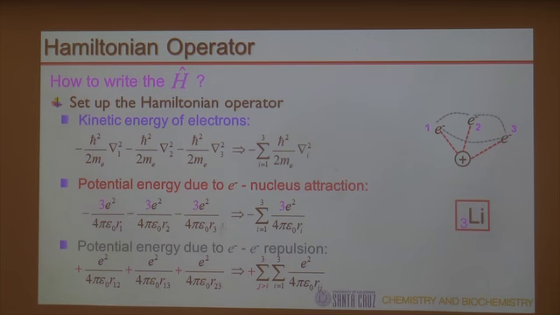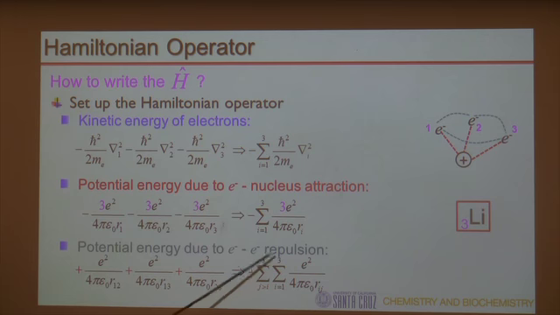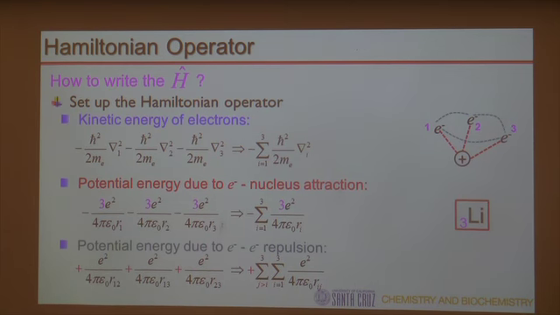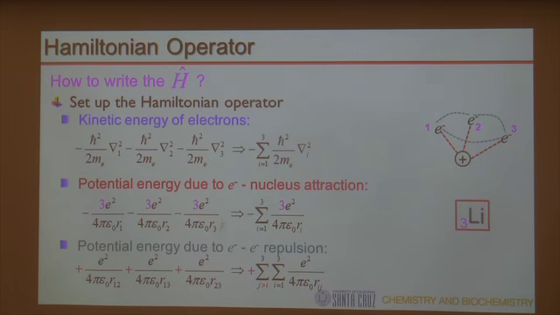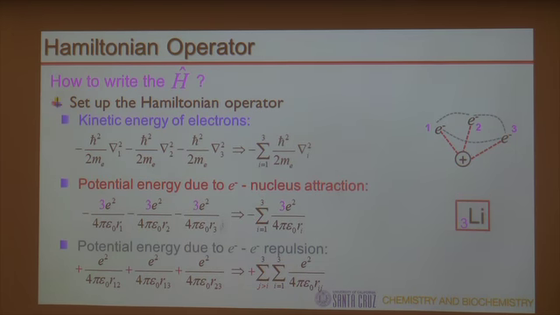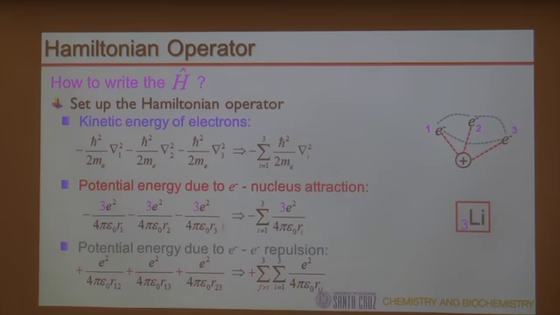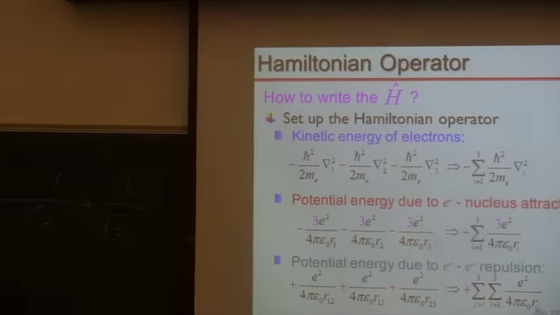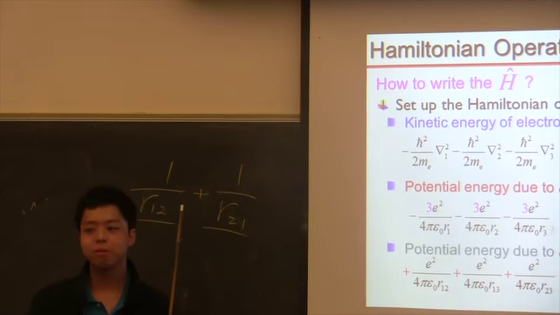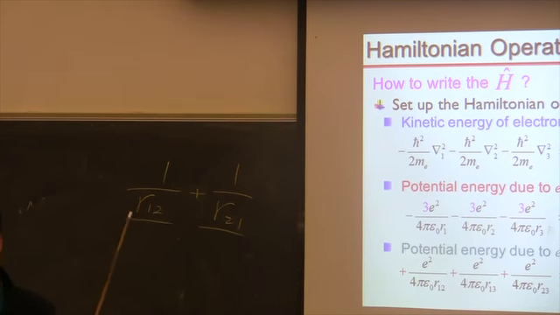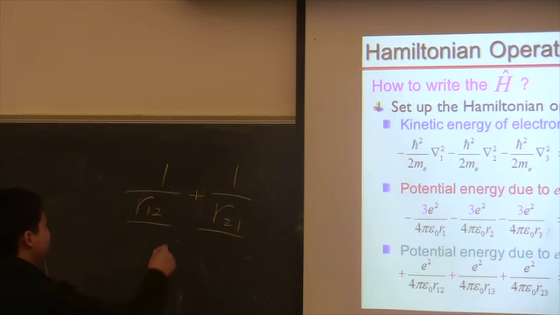This is because if you say j equals 1, when you do the summation, you will get something like 1 over r12 plus 1 over r21. But actually, these 2 terms represent the same repulsion energy between electron 1 and electron 2, so they can only be counted as 1.